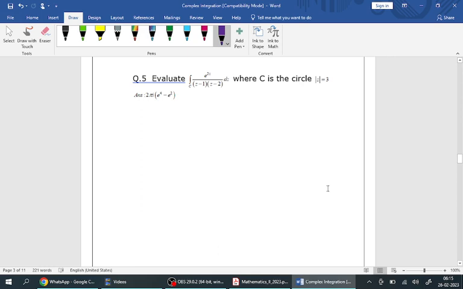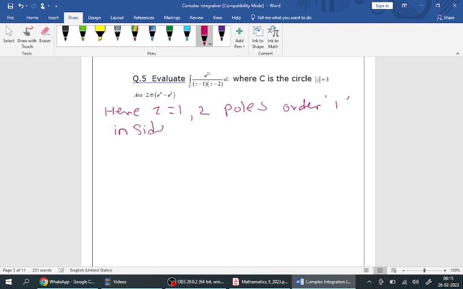Question number 5 is exactly similar to this, only the numerator is different. So we have the same circle again, mod z is 3, and we can continue as before. z equal to 1 and 2 are poles of order 1 inside mod z equal to 3. So both are inside there.